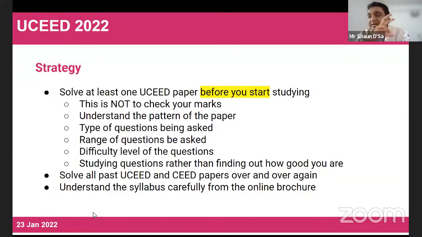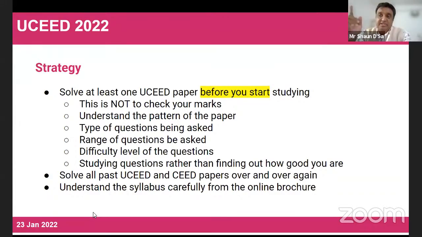Also, you must know the pattern and mix of questions, the weightage of questions. So it's extremely important. Go through the papers. Like I said, it's nothing to do with how good you are, how bad you are. It's about you understanding the question paper itself. So keep solving. Say for example, from now you have 3 months. Every 15 days, at least solve one paper.